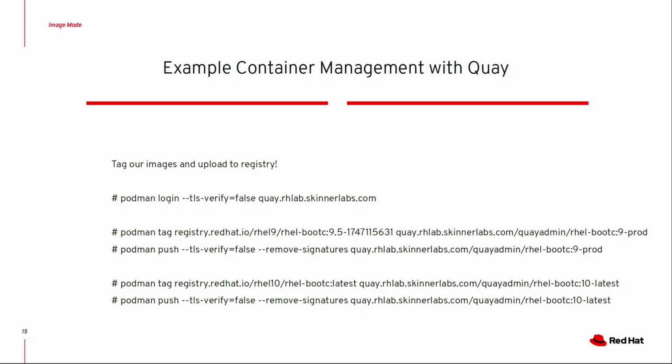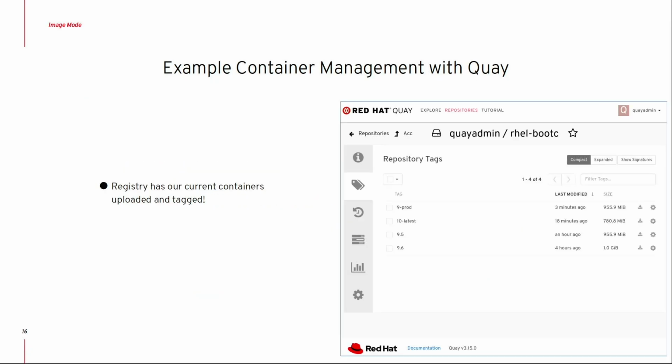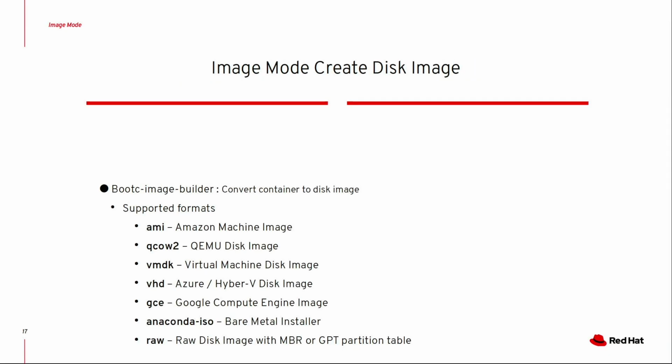So we've pulled them down locally, and now we want to log in to our Quay registry. And since I don't have SSL set up correctly in my lab, I do TLS verify equals false everywhere. So I log into my Quay server, and then I tag my 9.5 image as bootc 9-prod, and I push it up to my Quay server. And I also do the same thing for the RHEL 10 boot image as well. And sure enough, in Quay, we see that we've got a couple of containers uploaded and tagged as 9-prod and 10-latest and 9.5 and 9.6. So we're going to have different tags.